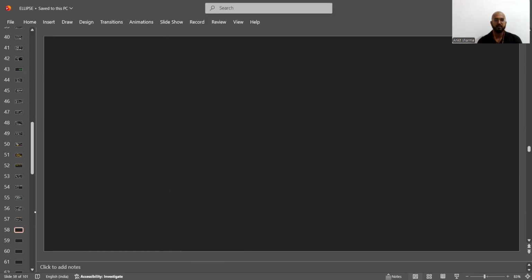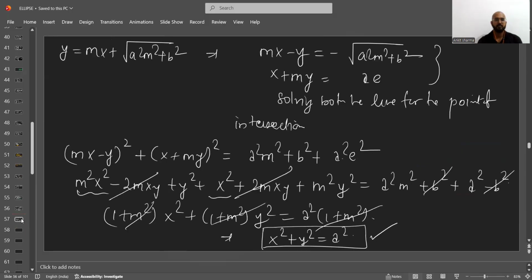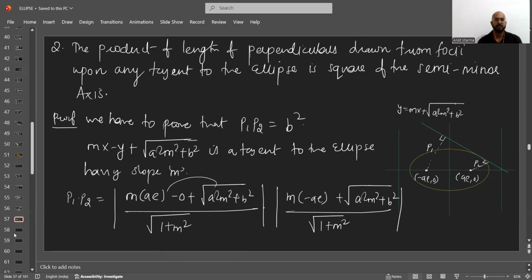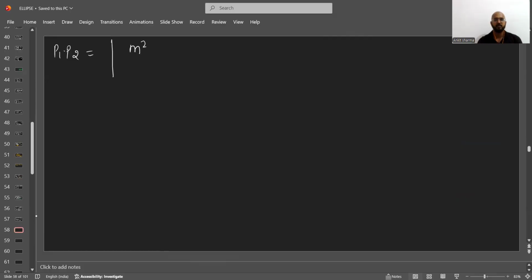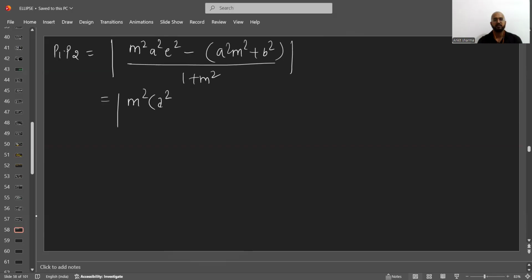So P1 into P2 would give me the product, which would be simply m square a square e square minus a square m square plus b square, over 1 plus m square here. And now we know what a square e square is. So a square e square is nothing but a square minus b square, minus a square m square minus b square over 1 plus m square.